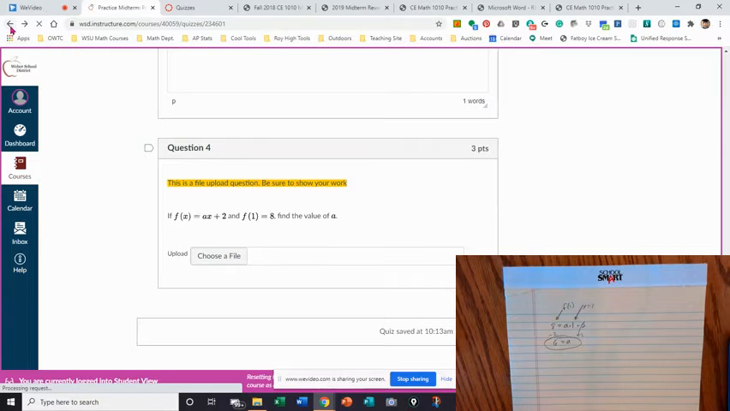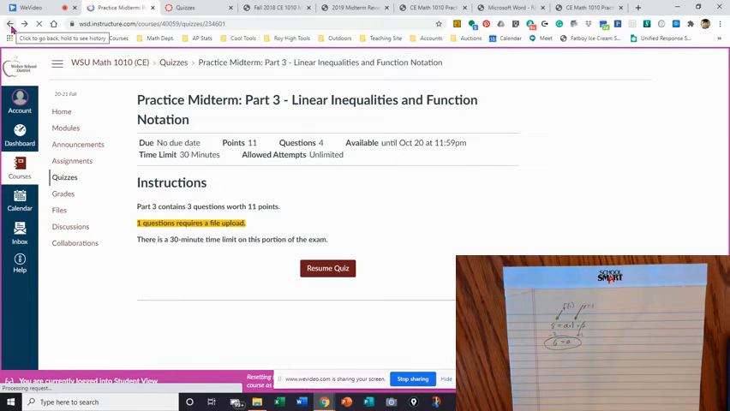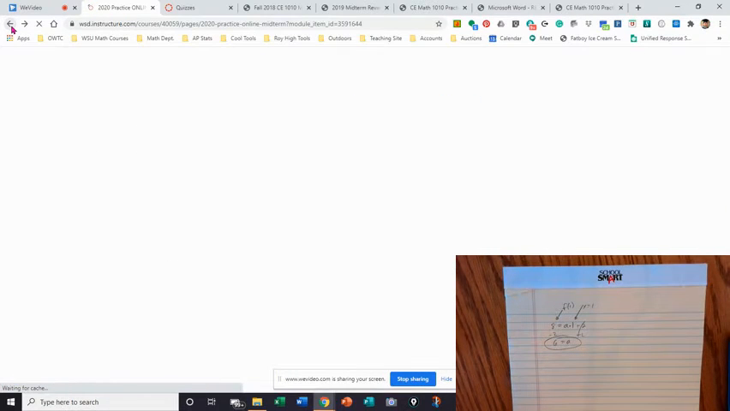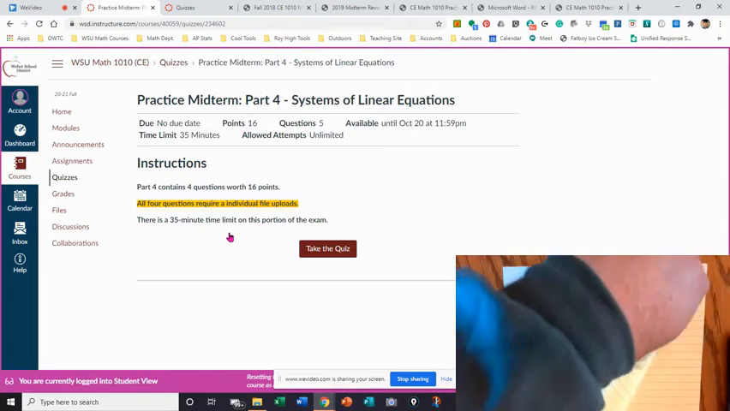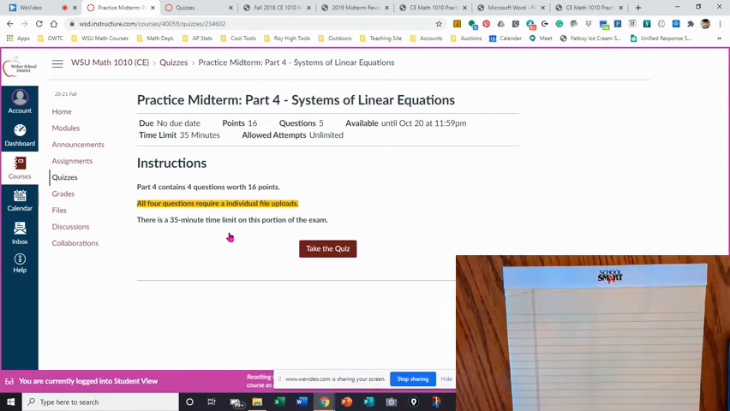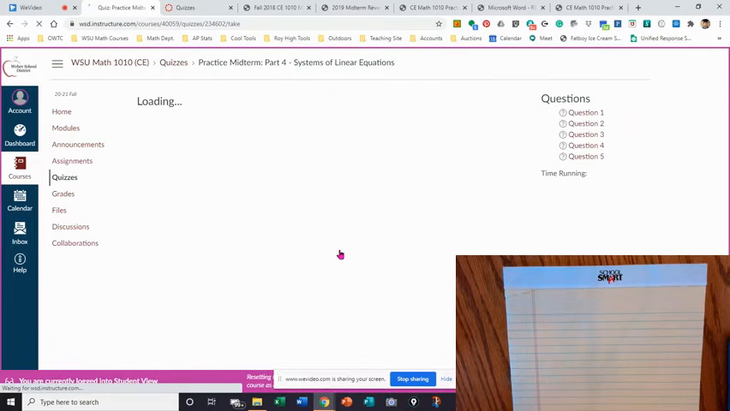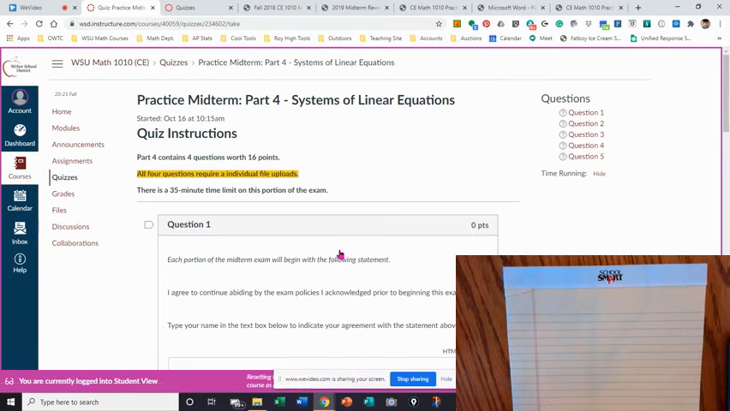So let's go back. Let's look at the next section. Part 3. If you're feeling winded around this time, then you might want to take a look at something else for a few minutes and come back, right? You don't have to take it all in one shot. Practice midterm, 4 systems of linear equations.